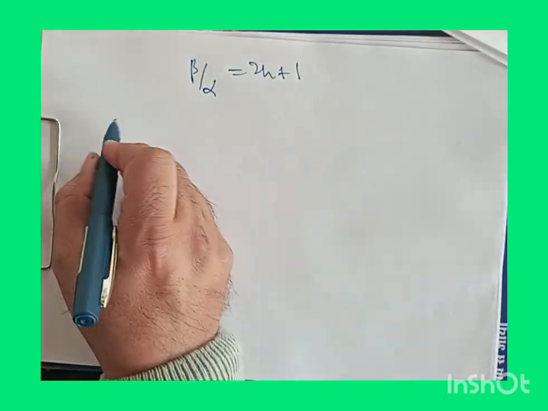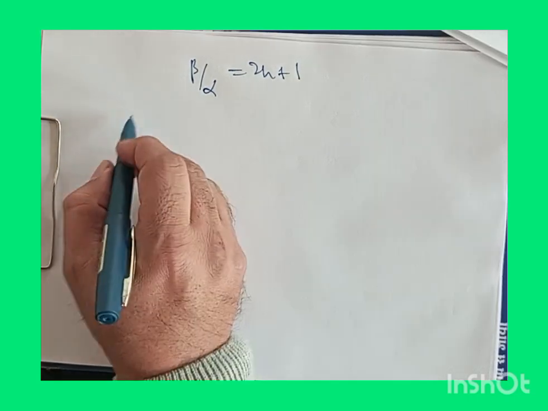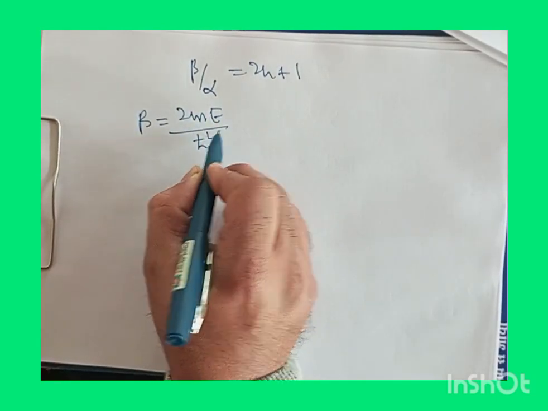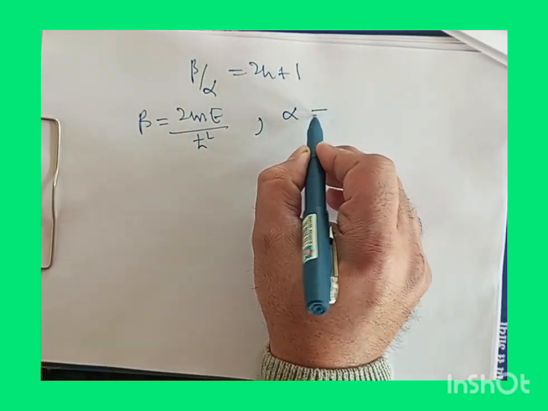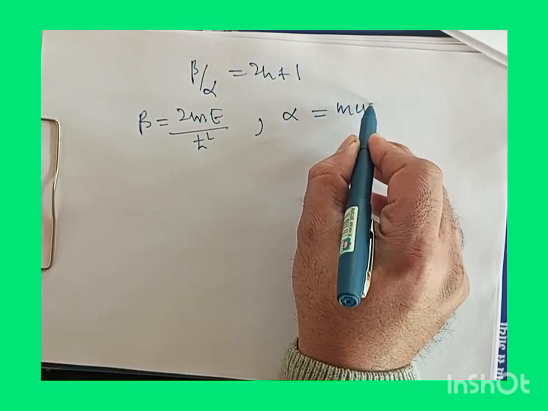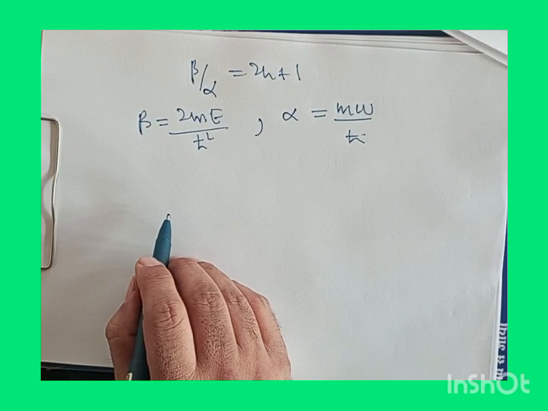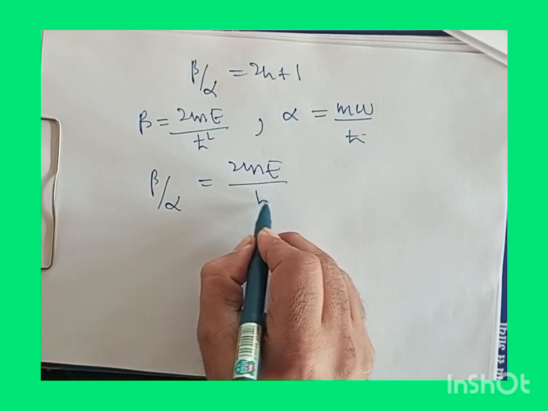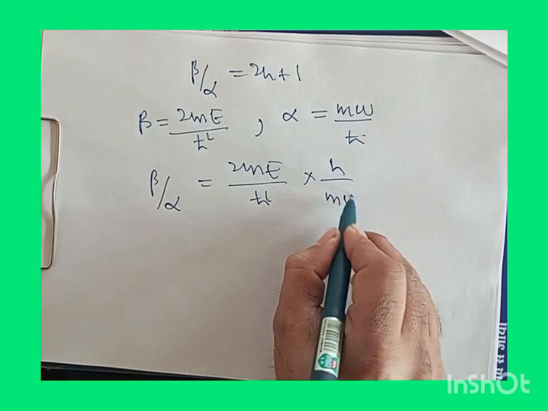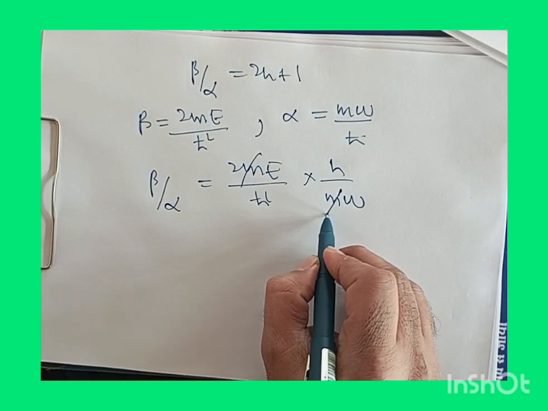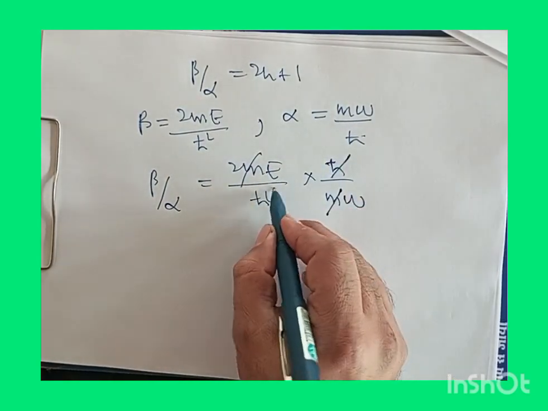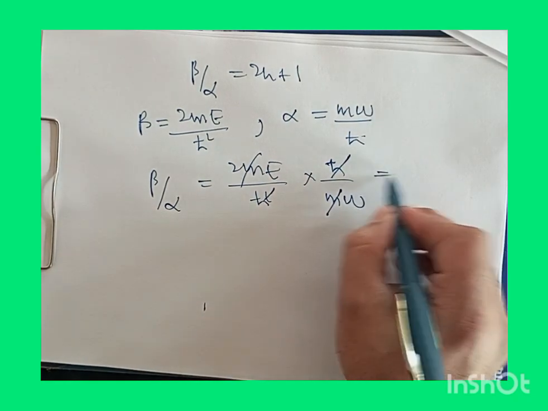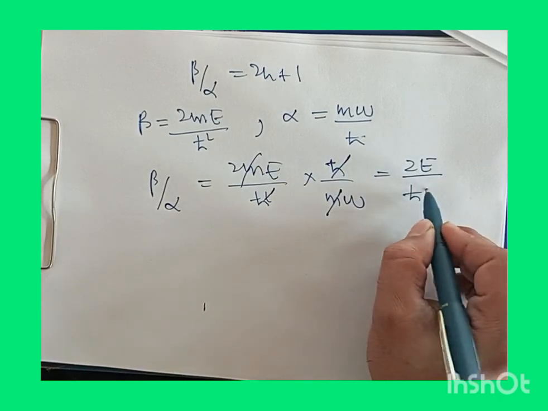Now I have already used some specifications: beta is basically 2mE by h cross square, and alpha, if you rightly remember, is m omega by h cross. So what will be beta by alpha here? Beta by alpha will be 2mE by h cross square times h cross by m omega. So this m and m is going to die, this h cross and square is going to get out of this, and what we'll be left with is 2E by h cross omega.